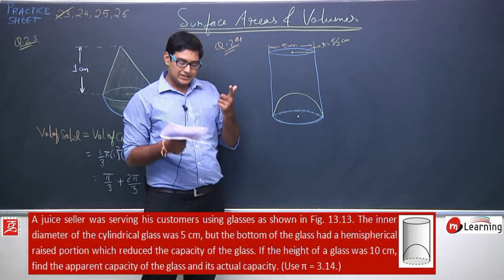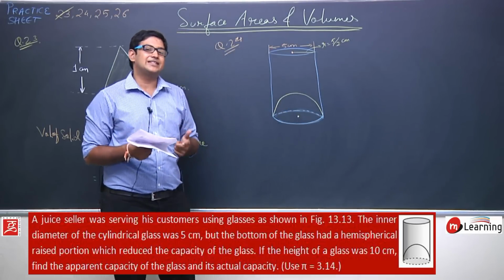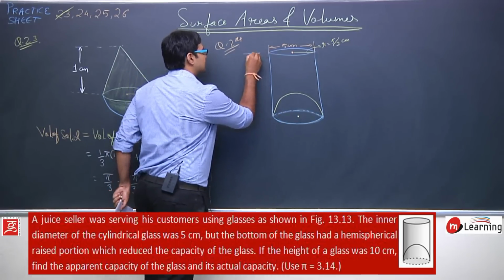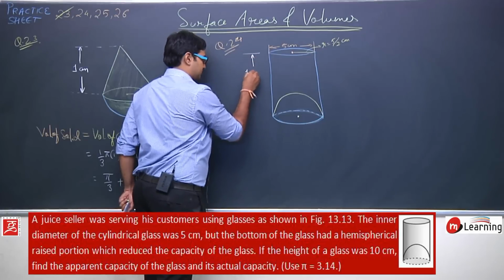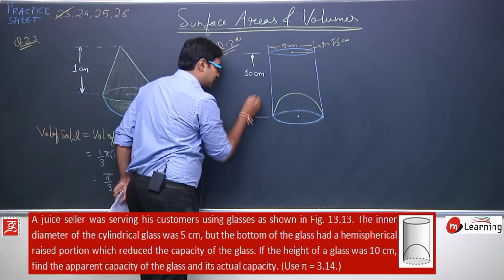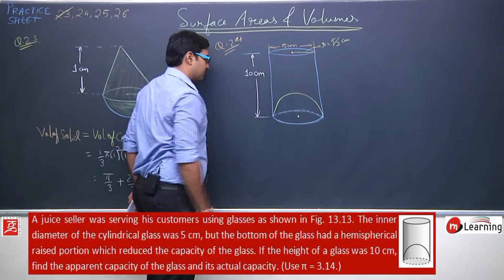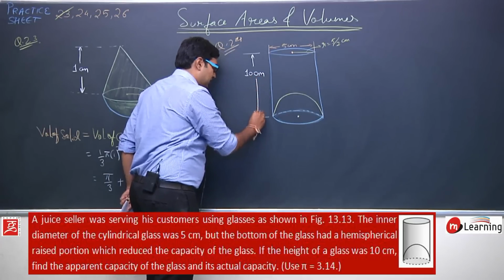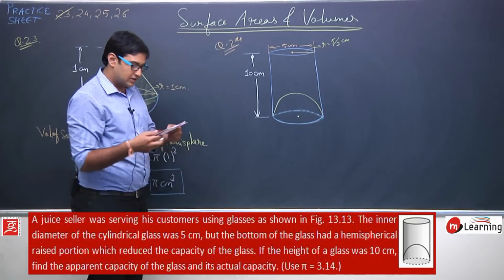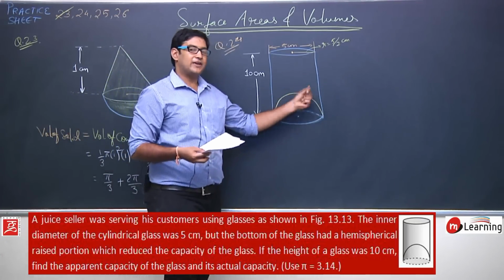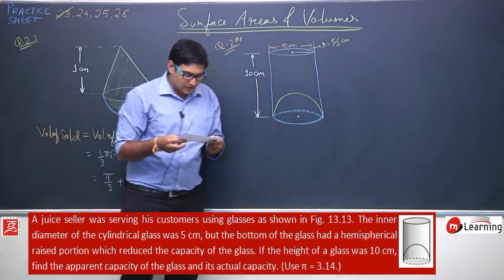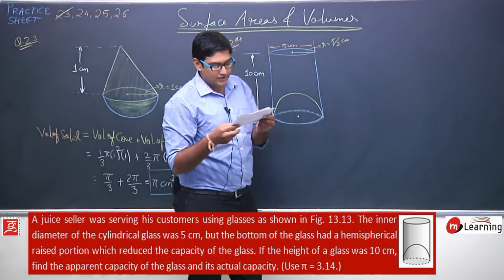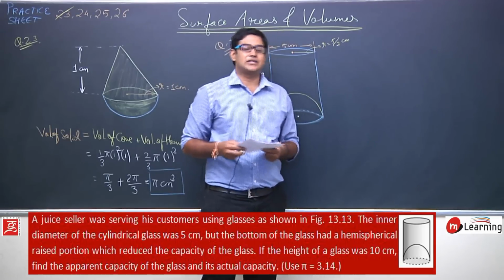Now what it says is, if the height of the glass was 10 centimeters, so the height of the glass is also given to us, which is 10 centimeters. In this 10 centimeter high glass, this is a hemispherical raised portion. Further it says, find the apparent capacity of the glass and its actual capacity.